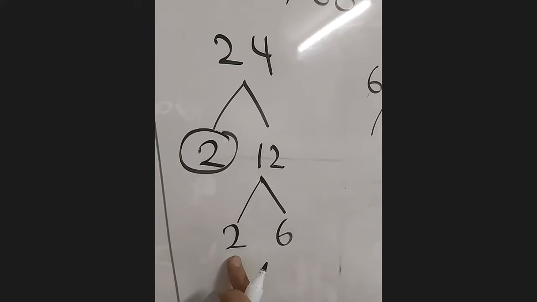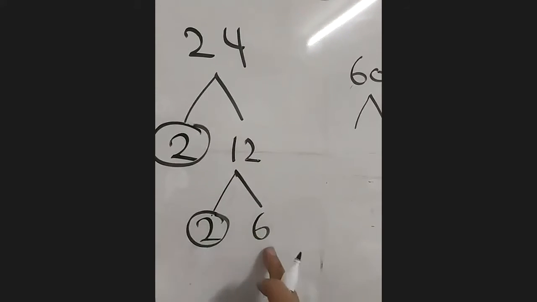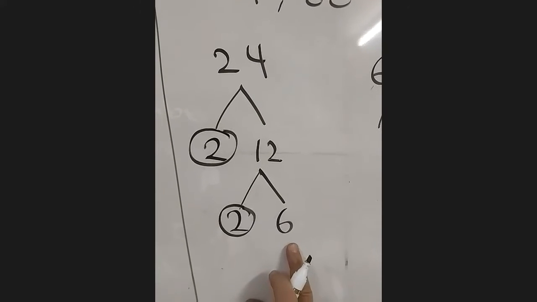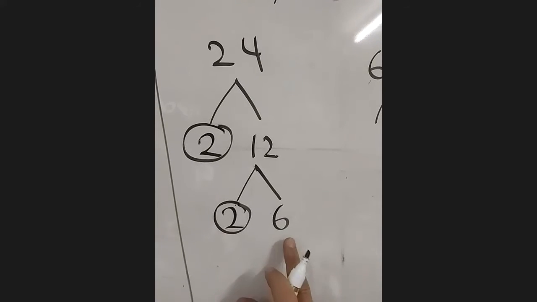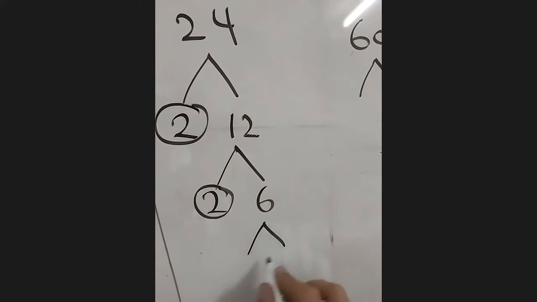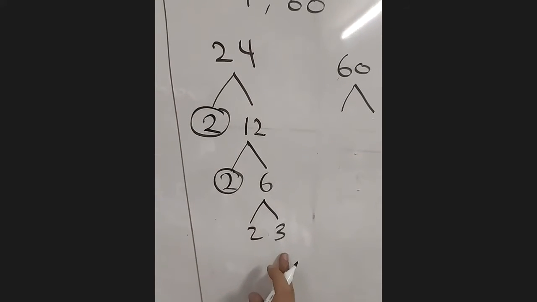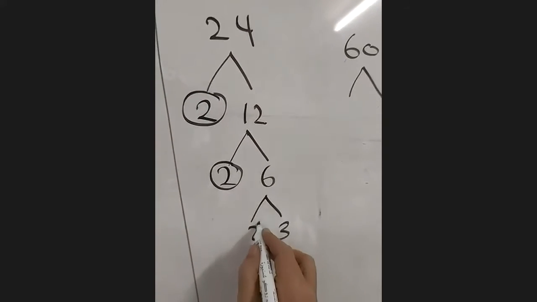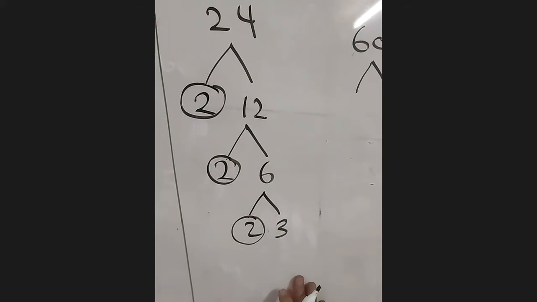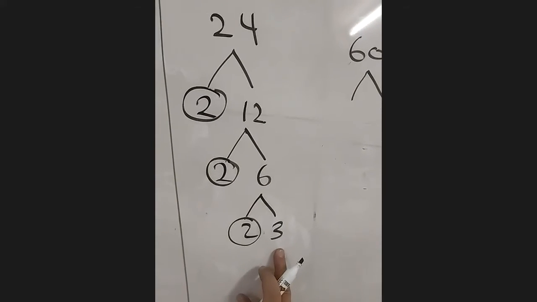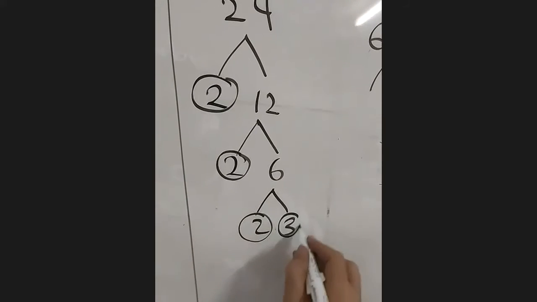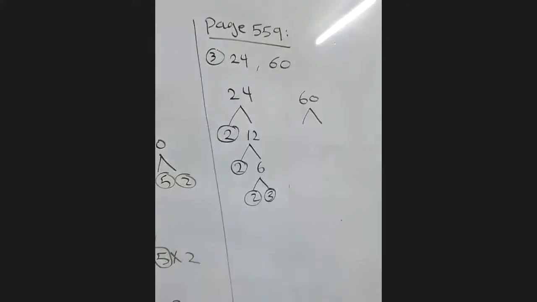No. Circle. This 6, circle. You can put 3. 2 and 3, like this. Okay? Yes. Can we do more for the 2? No. Can we do more for the 3? No, it's only 3 by 1. Do you understand that?